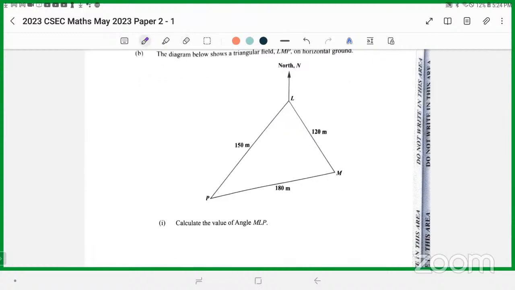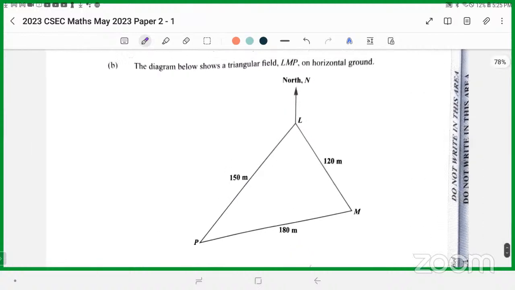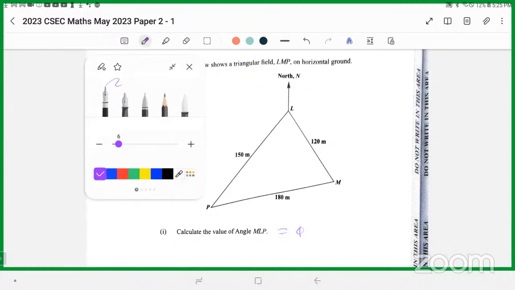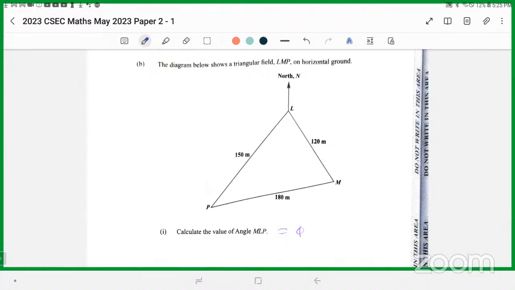I'm just going to call it, for now, let's call it phi. Or can I call it angle L now? Since this is L, we can just call it angle L. All right, let's call it phi and put it on the diagram, just for reference. Let me change the color of this. I'm going to call this angle here phi, and I'm going to use a cosine rule.